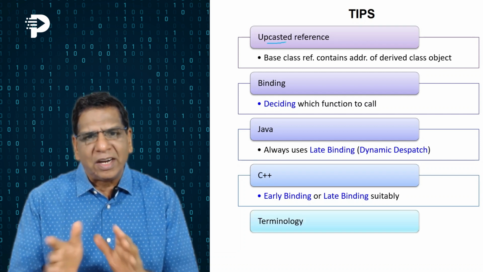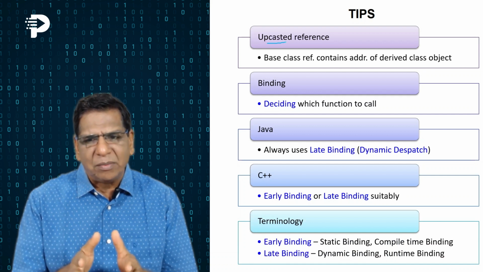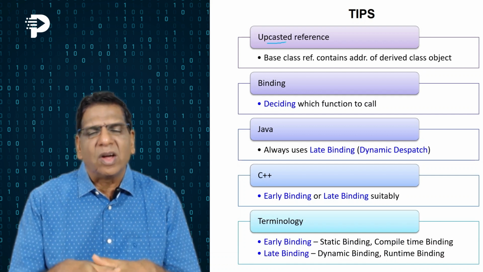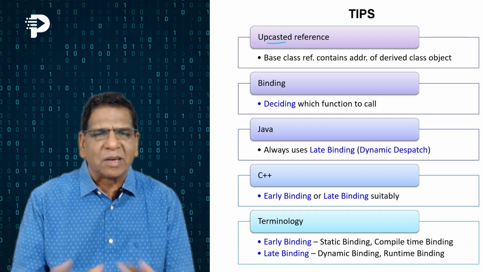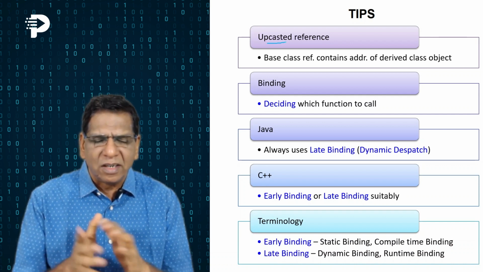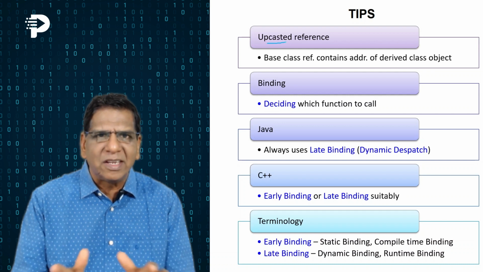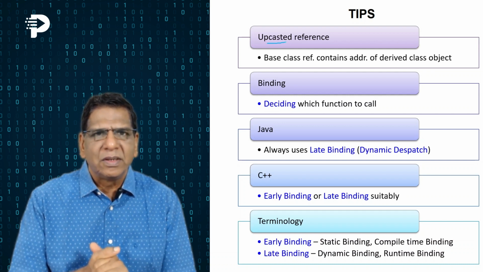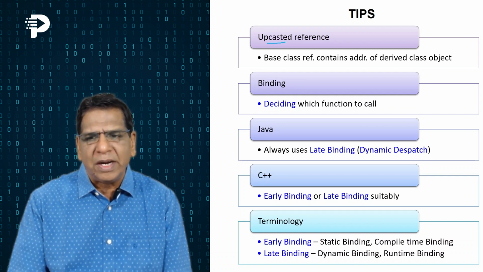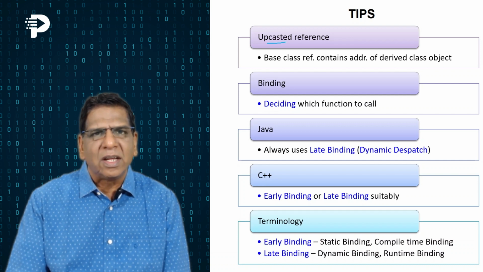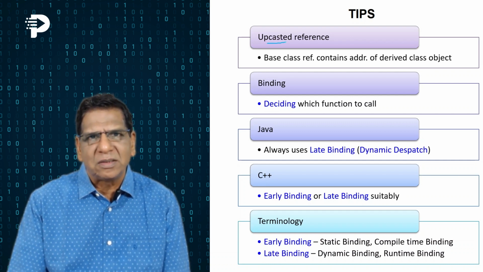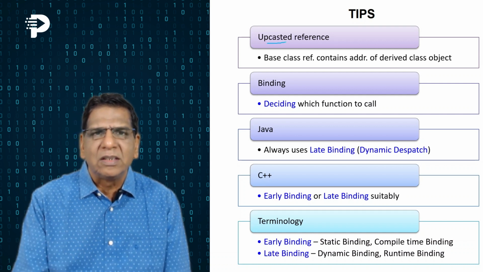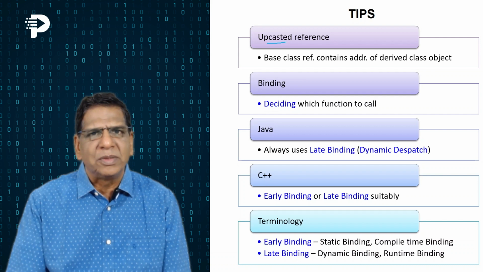So early binding and late binding are also known as static binding or dynamic binding, or compile time binding and runtime binding. This terminology might be different in different languages, but basically the concept is the same. Java lets you do only late binding or only runtime binding, or lets you do dynamic dispatch. Early binding cannot be done in Java because in Java you can never create objects on the stack.